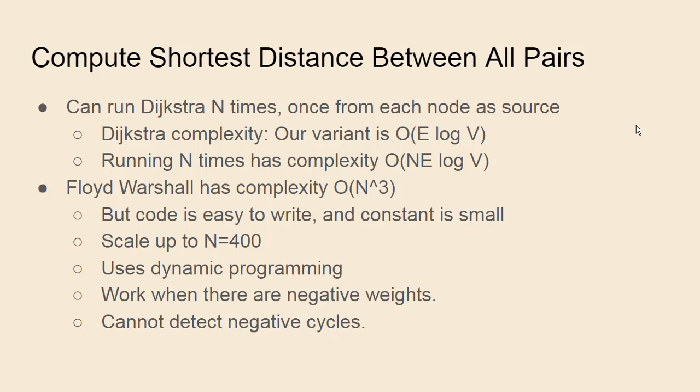So Dijkstra, in our implementation, has a complexity of E log V, because the number of queue operations is linear in the number of edges, and each queue operation may be log E, and it's the same as log V except for a constant. So running it n times has complexity N E log V. Floyd Warshall, on the other hand, has a complexity of n cubed.